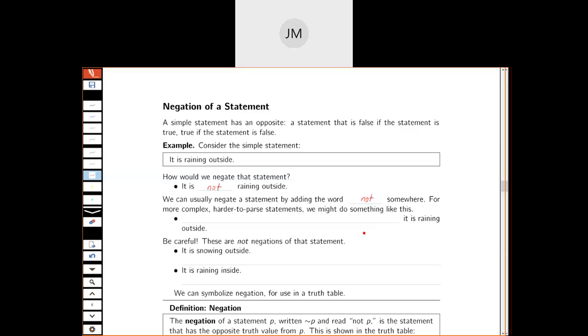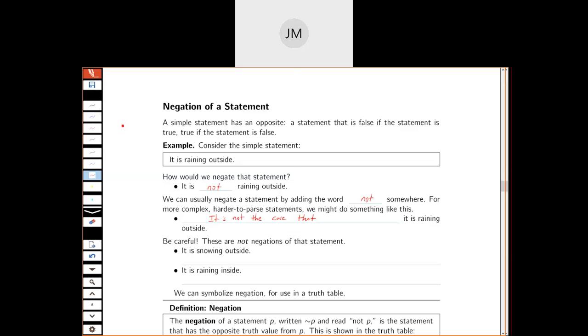Sometimes we might want to be a little bit more careful or add a little bit more language around it. So when we're looking at more complex statements, or somewhere where the not might be confusing, we want to make sure that we're talking about the whole sentence instead of just a single part. We could use something like, it is not the case that. So for example, I could say, it is not the case that it is raining outside.